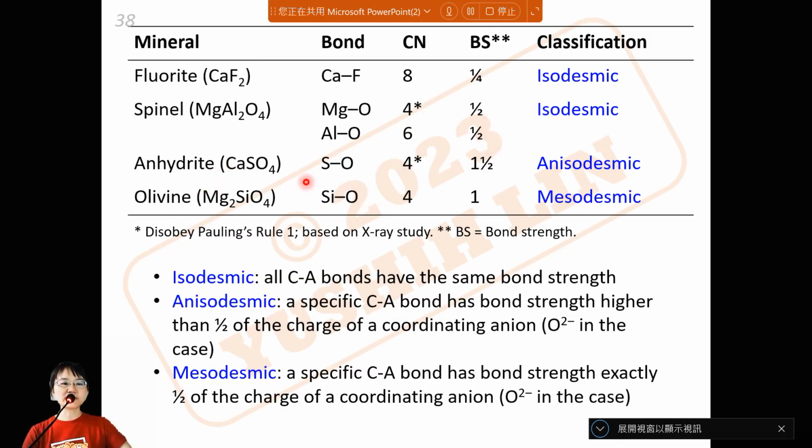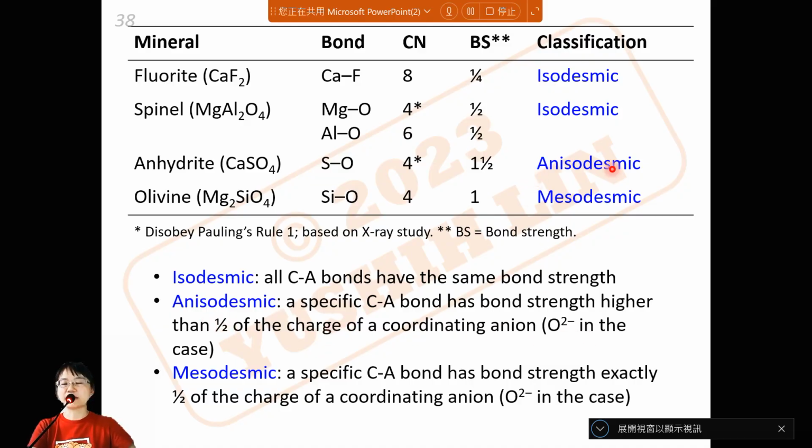Now we talk about anisodesmic. A specific cation anion bond has bond strength higher than half of the charge of a coordinating anion. In this case, the coordinating anion is oxygen. Oxygen has a charge of -2. The coordination number for this bond is 4. And sulfur has a charge of 6. Therefore, its bond strength is 1.5. 1.5 is already higher than 1, which is half of the charge of oxygen.